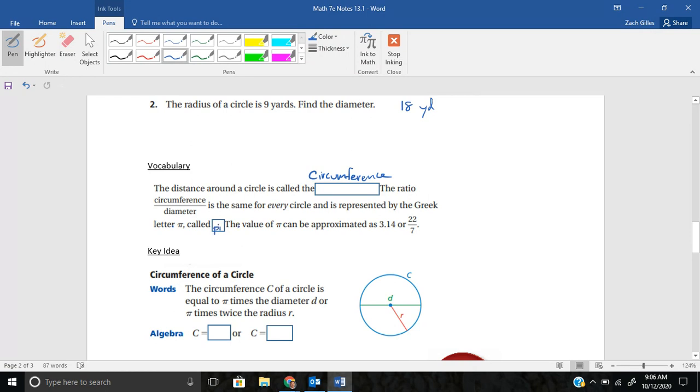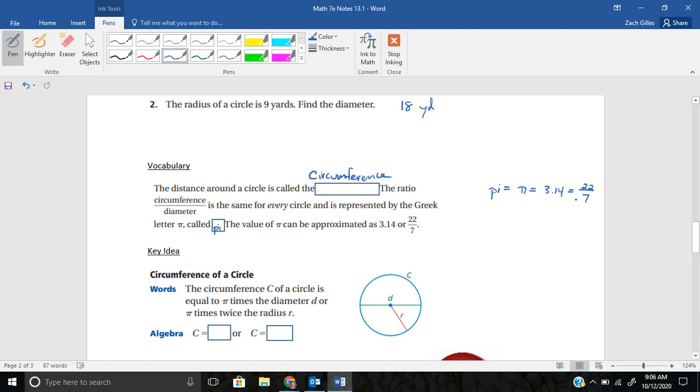P-I. It's from that Greek letter. Right? The value can be approximated as 3.14. So pi is this symbol, and it's 3.14. It keeps going, but we can just approximate it to that. Or we can call it 22/7 as well.